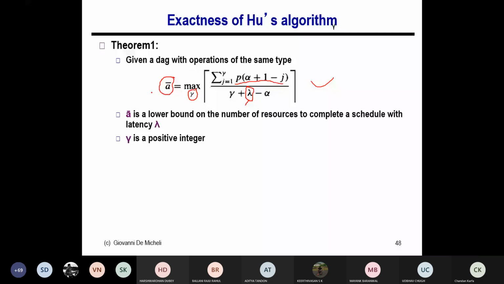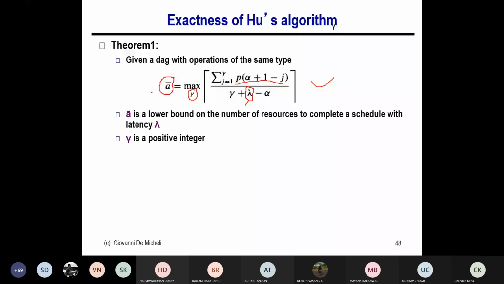I hope you understand this. So let us try to understand this lower bound, how you obtain this lower bound, and what does it mean actually? What does this particular expression mean in terms of our example? So how do we get the lower bound? Let's try to understand.